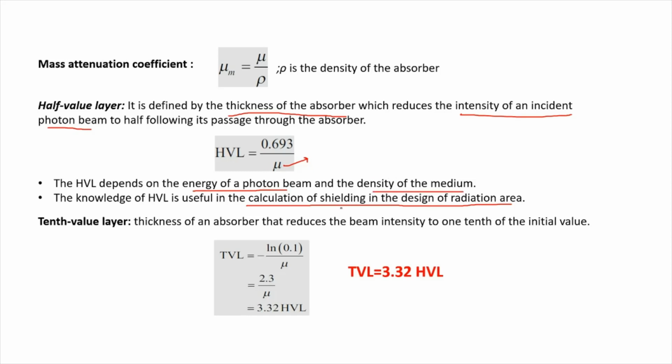And next is about the tenth value layer. So that's the thickness of the absorber at which the beam intensity is reduced by one tenth. That we call a tenth value layer, and this TVL is equal to 3.32 times HVL.